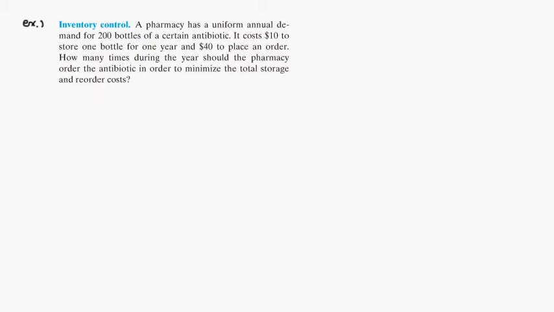Okay, let's look at an example. This is an inventory control problem, right? It says that the pharmacy has a uniform annual demand for 200 bottles of certain antibiotics, and it costs $10 to store one bottle for 1 year, and it costs $40 to place an order. And the question is, how many times during the year should the pharmacy order the antibiotics in order to minimize the total storage and the reorder costs?